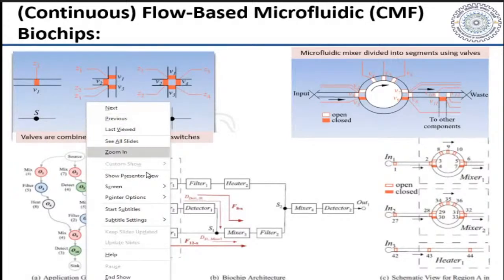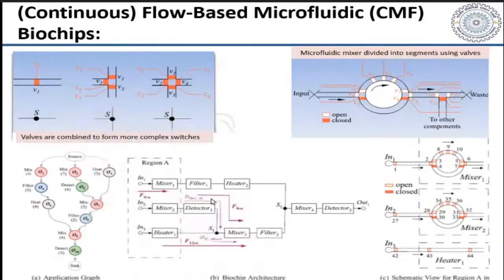So this is a valve, and similarly if it is a T junction, then there will be 3 valves required, and if it is a plus sign type or X cross type junction, then you will require 4 valves.